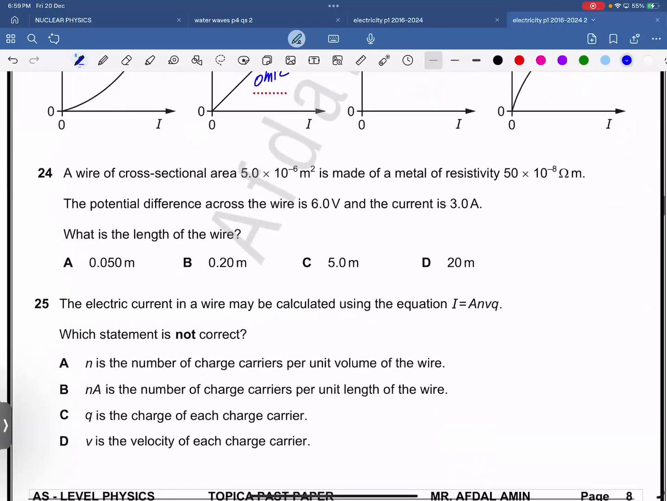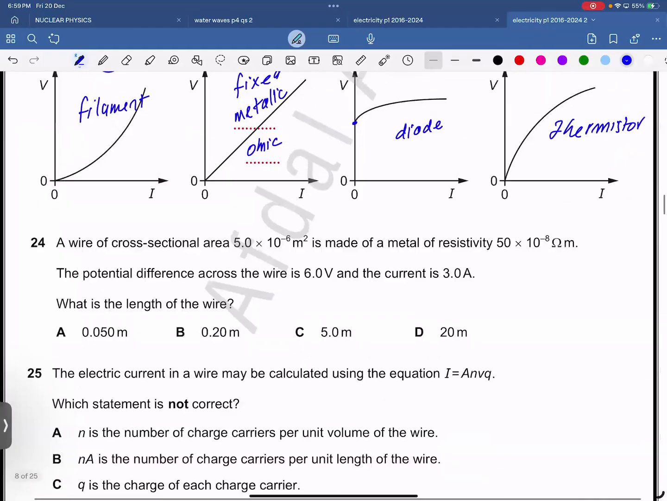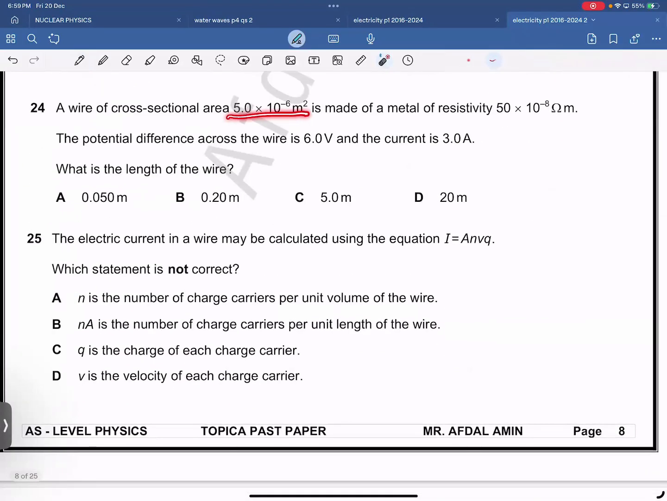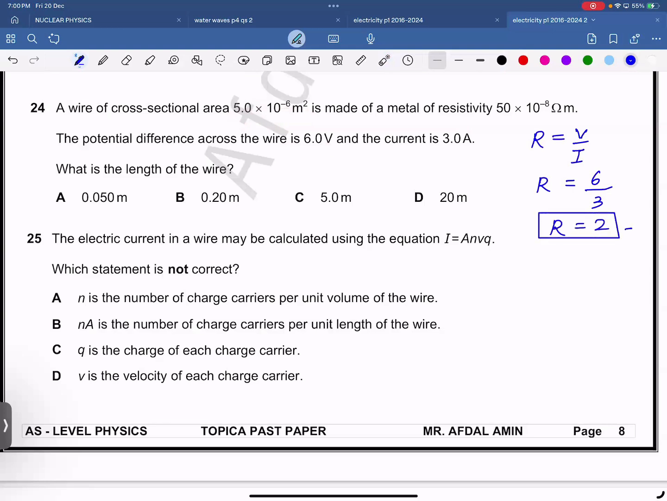A wire of cross-section area, dear student, that's a good question, my dear. We did it. Okay, cross-section area you have, resistivity you have, voltage you have, current you have, length you want. To find the length, first find the resistance. R is equal to V over I. Voltage is 6. It's an easy question, medium order of thinking. 2 ohms is the resistance.